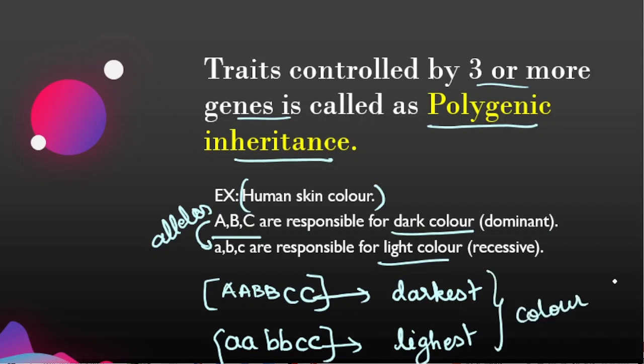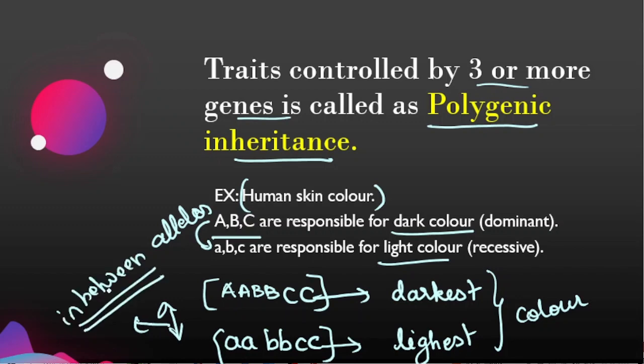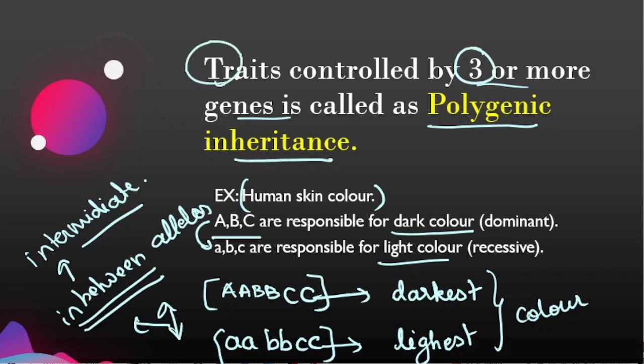Apart from the darkest and lightest, intermediate genotypes and phenotypes are also available. You can observe persons who are not too dark, not too light. There are various different types of skin you have, not only darkest or lightest. So you can't determine it by one gene. Human skin color is controlled by three or more genes, and that is called polygenic inheritance. Clear everybody? Okay. Moving to the next.